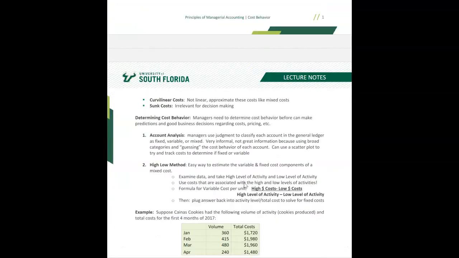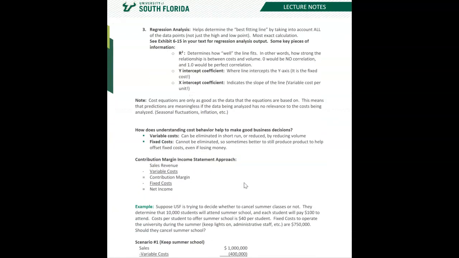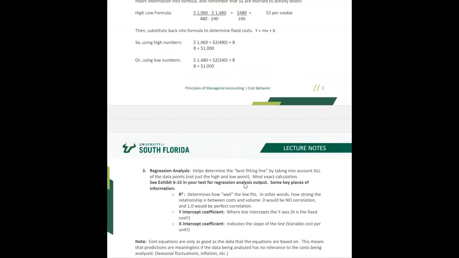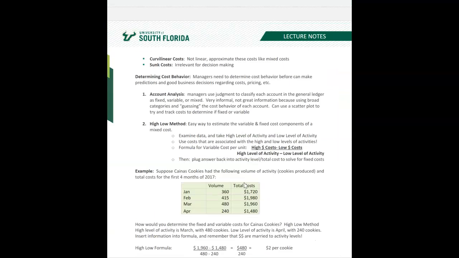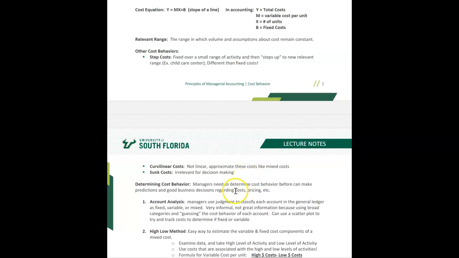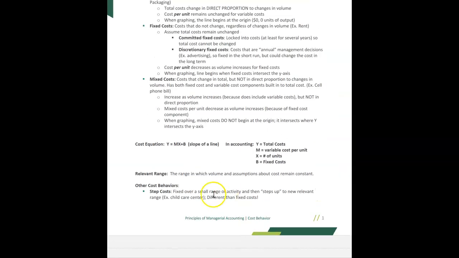So we'll look at some charts here. I don't know if they're in this group. I don't think so.